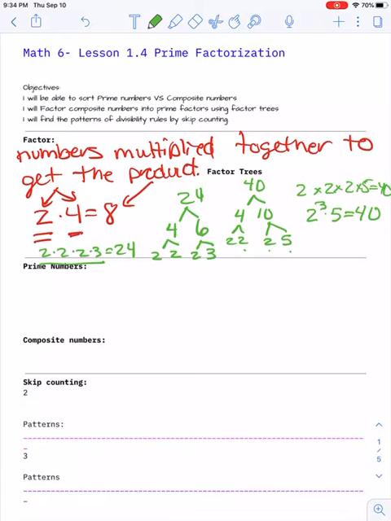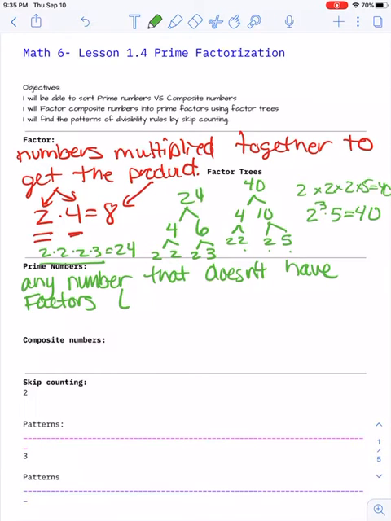Prime numbers. So now that we've talked about what factors are, we can talk about what prime numbers are. Prime numbers are any numbers that don't have factors. Oh, and by the way, it has to be greater than 1. So it has to be greater than 1.